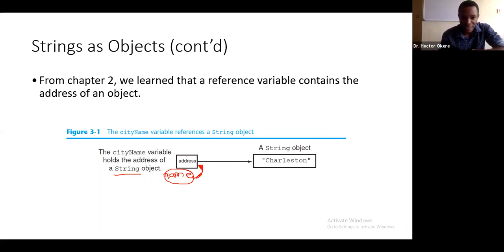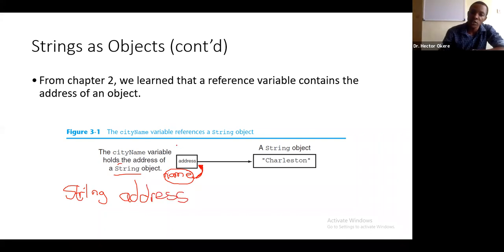So string address. Address here is the name of the variable, and it is also the name of the location in the memory where the value is stored. So what value is stored here? Usually this value can be empty, null. If it's empty, it is null. So when you declare string address and you do not assign any value, it will be null. Null means empty, there's nothing inside.